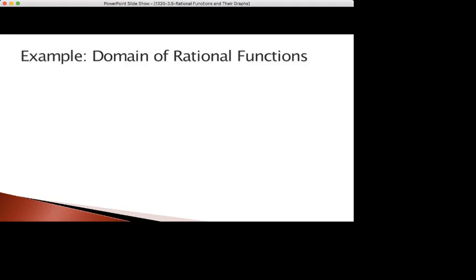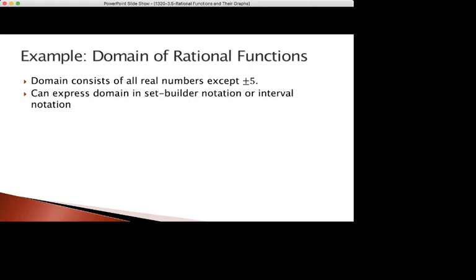Now, just like that last example we just did, we can express this in two different ways, in set builder notation and interval notation. First up, set builder notation. So the domain of g is equal to the set of x such that x is not equal to 5 or x is not equal to negative 5. So that's how we would write this domain down in set builder notation. Next up, interval notation. The domain of g is equal to the set negative infinity to negative 5, union negative 5, comma 5, union 5, comma infinity.